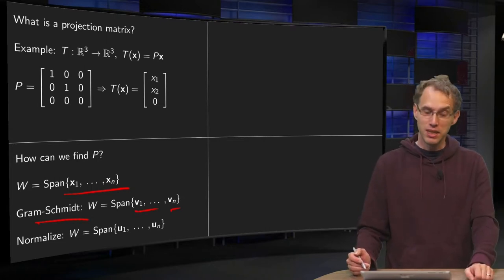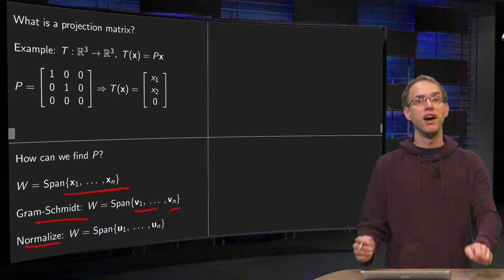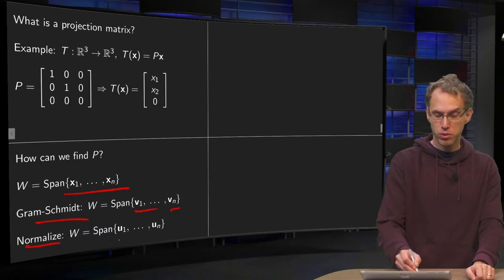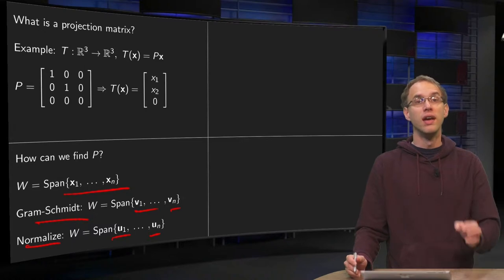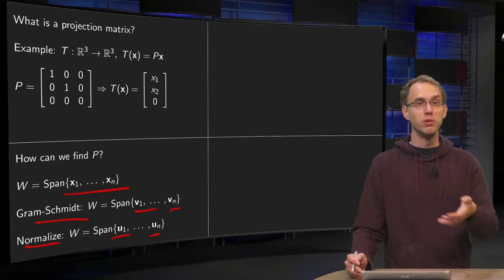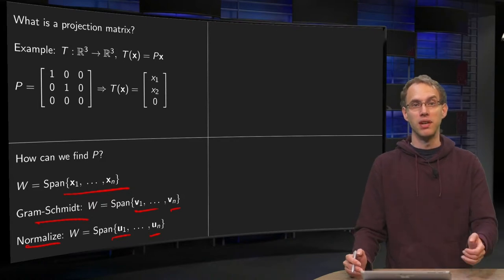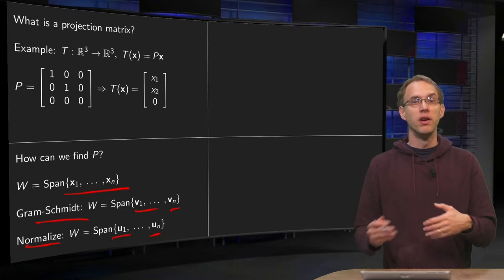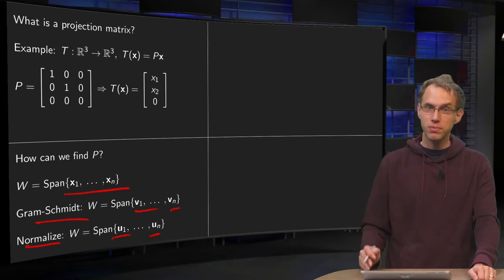Then, next step, we are going to normalize. That's easy, you just divide all v's by their length and you get u1 up till un. So now you have an orthonormal basis for W. Usually the u1 up till un will look ugly because you've normalized them. Their lengths are 1 now, however the vectors themselves often involve some square roots.